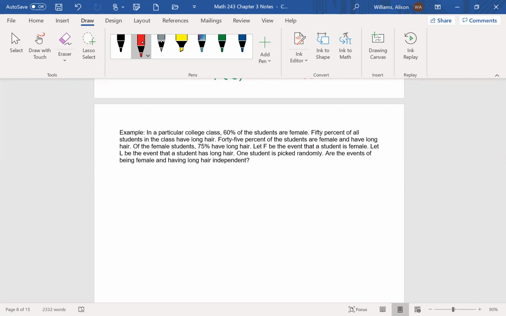The first thing they tell us, 60% of the students are female in this class. So that would be that the probability of being female, wow, let's fix that, there we go, is 0.6. I'll go ahead and convert it to decimal form. 50% of all the students have long hair. So now they've given me the probability of having long hair. So that's 50%. 45% are female and have long hair. So that would be the probability of F and L, and that's 54%.